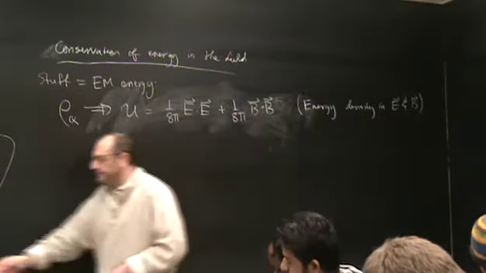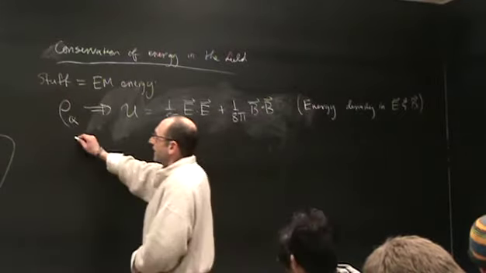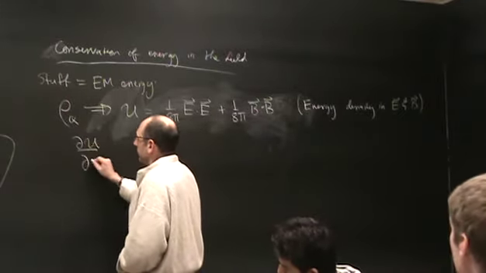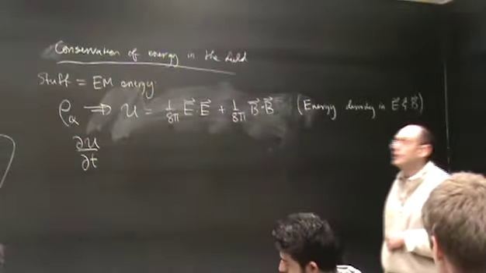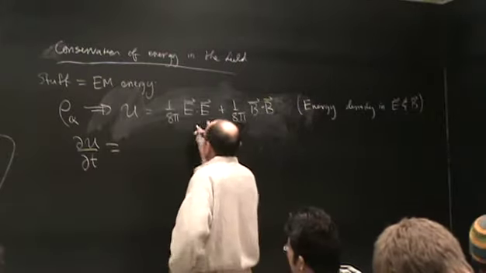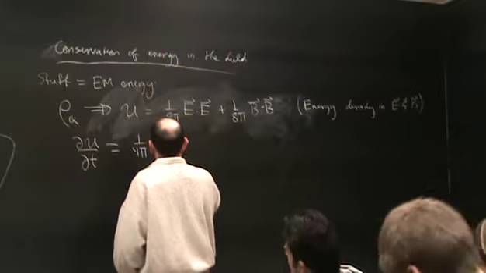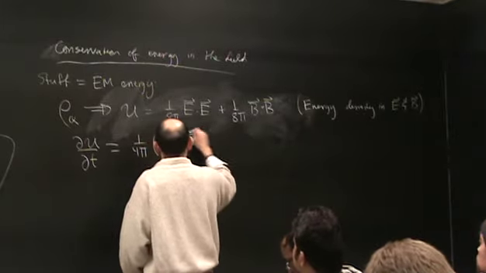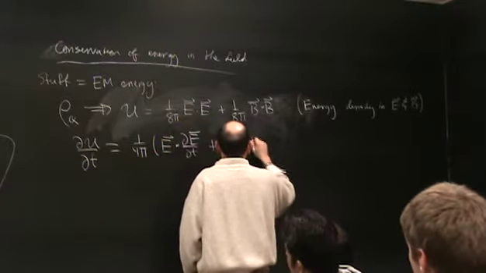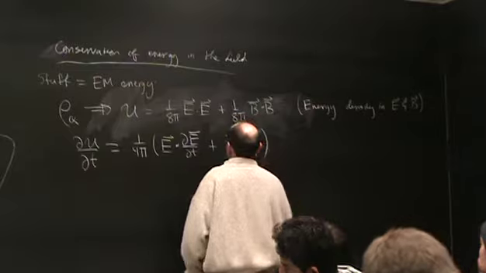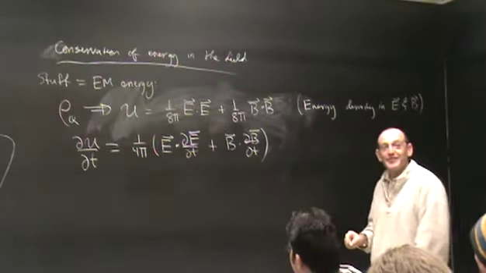And I need more chalk. So let's look at how the local energy density in the field changes with respect to time. So that's equal to 1 over 4 pi, E dot dE/dt plus H dot dB/dt. Just taking the derivative. All right?